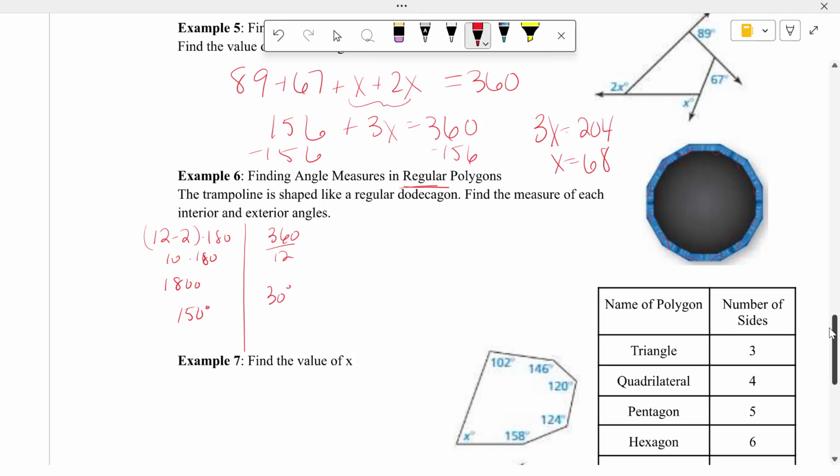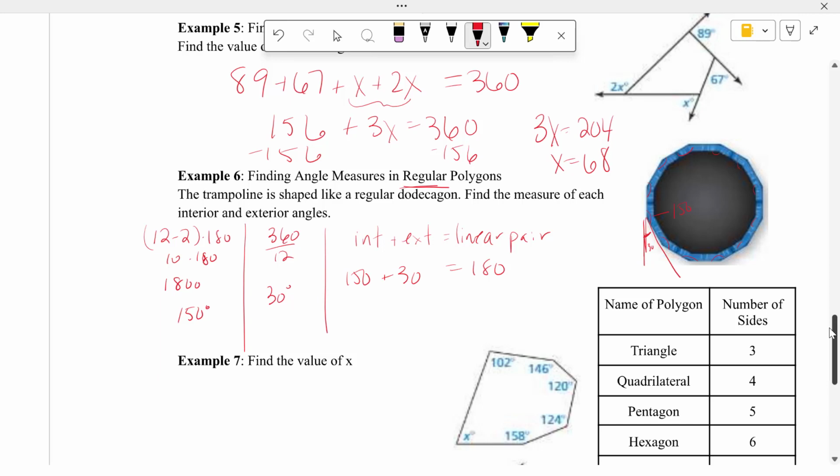So again, this interior angle is 150. Then the exterior angle is this one right here, and that's 30. What you notice is that an interior plus an exterior is always going to be a linear pair. So they are always going to equal 180. So 150 plus 30 equals 180.